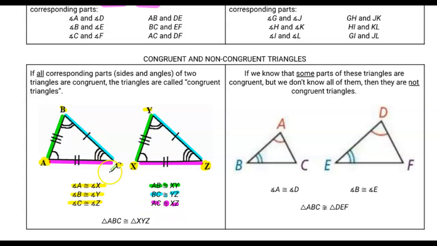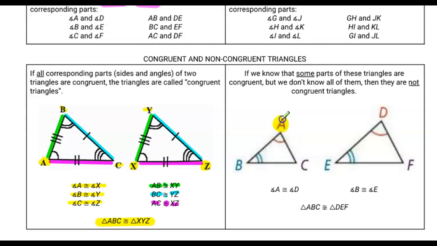So now that all 3 pairs of angles and all 3 pairs of sides are congruent, we can say definitively that triangle ABC is congruent to triangle XYZ. On this other example, we can see that some of their corresponding parts are going to be congruent, but we don't know all of them. So let's take a quick look.